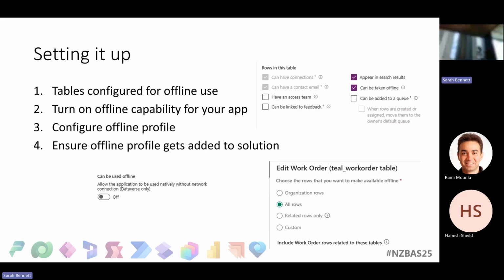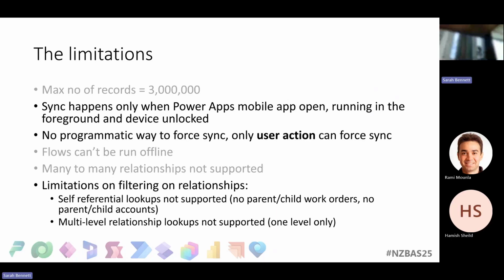Okay, the limitations. The grey ones weren't a problem for us. The black ones were where we had a problem. Okay, the maximum number of records, 3 million, not a problem for us. We're never going to hit that anytime soon. Is that only for offline records? Offline, yes, this is offline capability. And in your offline profile cache, you can store 3 million records max. Is that per table or in total? In total.